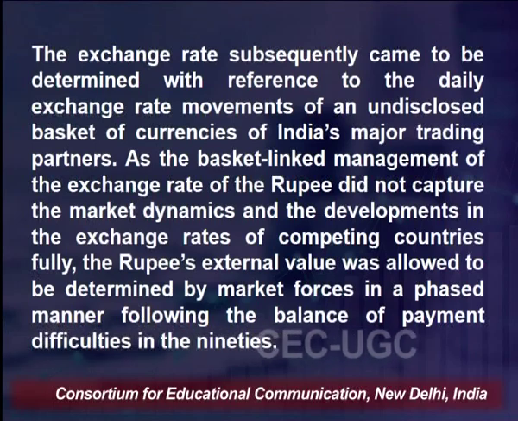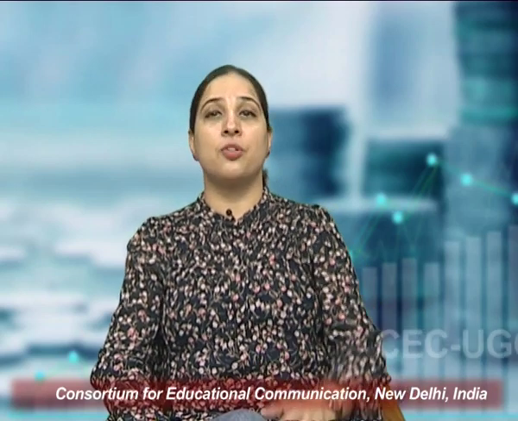So what was India subsequently doing? As a basket-linked management of the exchange, this management of the rupee did what? It was not able to capture the entire market dynamics, because a set of countries would be accordingly managing the exchange rate system of the rupee. So over the time period, with developments in the exchange rates of different competing countries, the rupee's value was allowed to be determined as per market forces, and that too happened in a phased manner. That means over the time period, we first tested a mechanism with partial convertibility, and with the rising share of trade, we moved to a mechanism of fuller convertibility of the exchange rate, right.